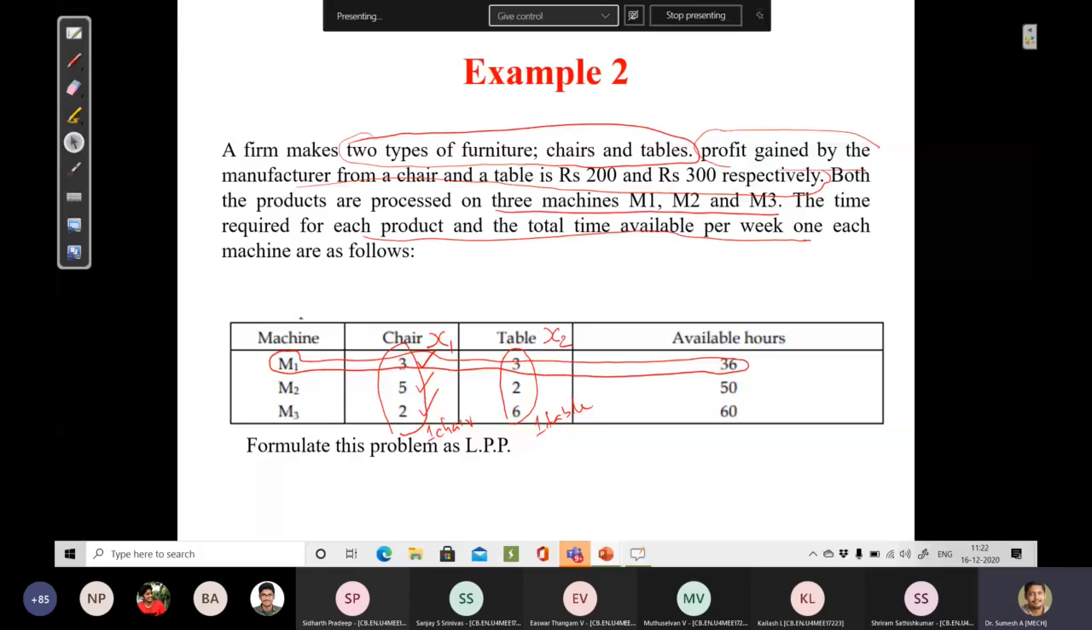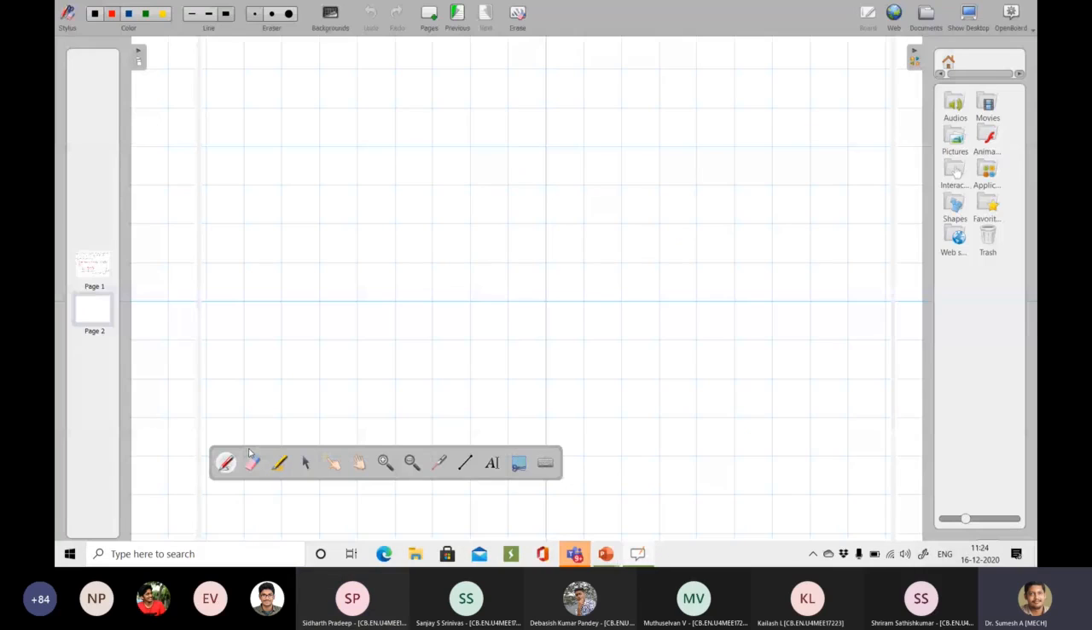Was it clear? Anybody else having any doubts? If no doubt is there, those who have no doubts, please solve it graphically. Is it possible to solve graphically? Yes, sir. Then solve it graphically. I had only two variables, so it is easy to plot by using graphical method.